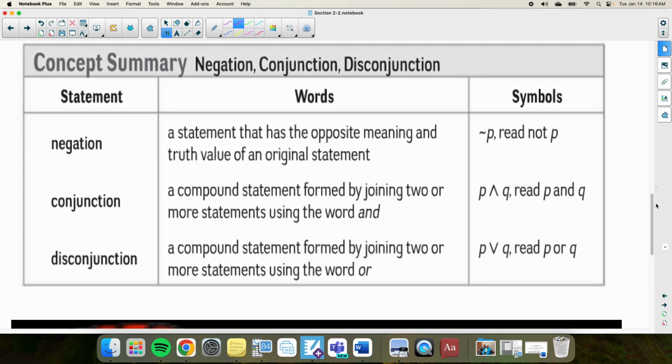So this just summarizes what we learned today. Remember, if you have that squiggly in front, that means not, and just add the word not in. If it's kind of like a capital A without the bar across, that means and. And how many have to be true then? Both, yes. And if it's a disjunction, it's a V, or. And how many have to be true there? One. Could be two, but only one has to be.